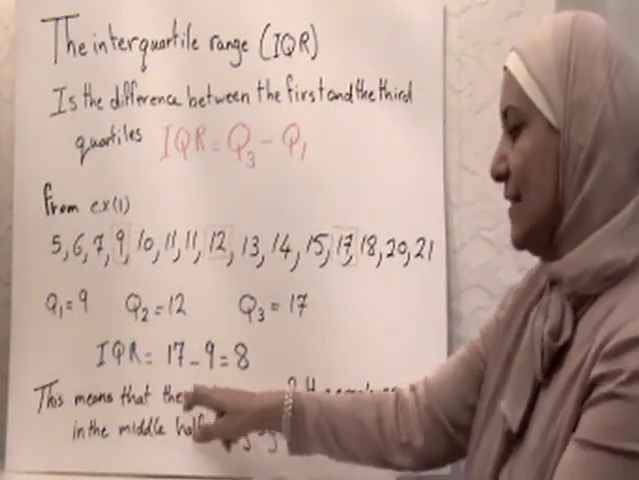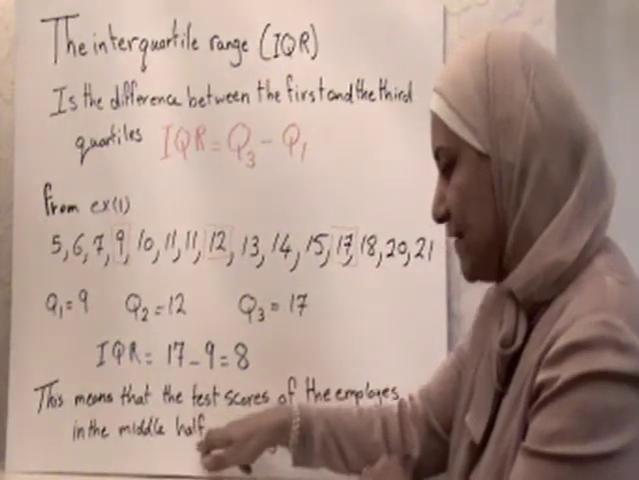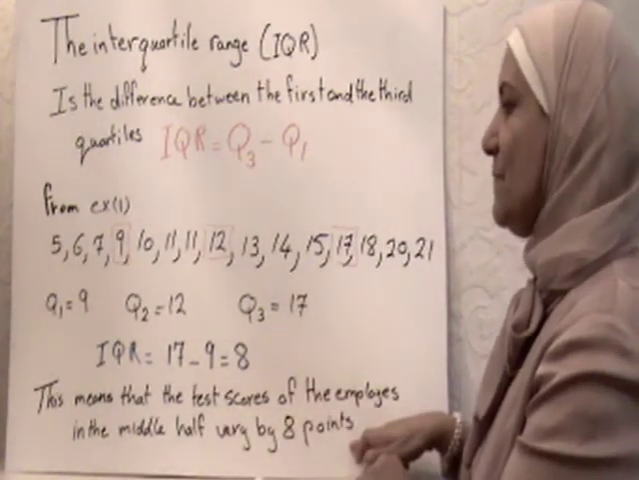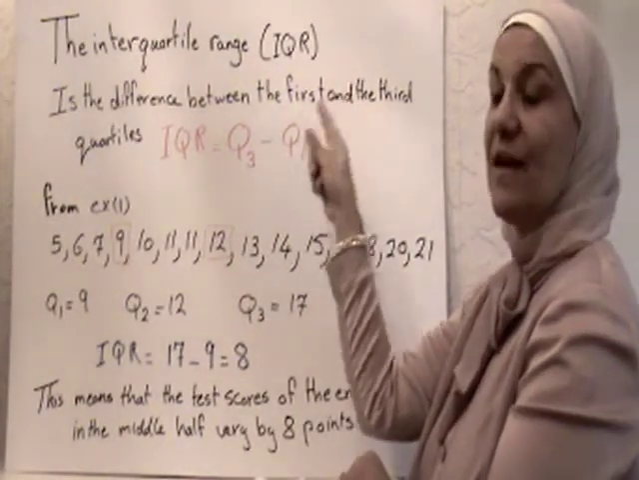This means that the test scores of the employees in the middle half vary by 8 points, from 9 up to 17. That's called the interquartile range.